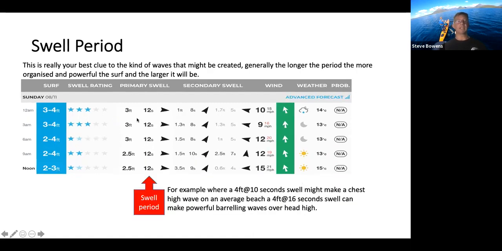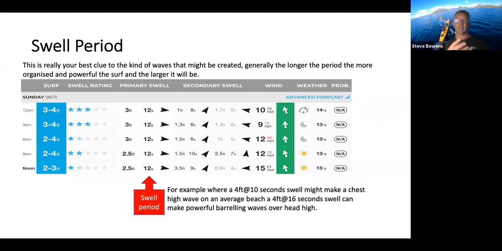The next thing to look at, which is important, is the swell size. If any of you were following the discussion on the closed Facebook group, you'll see there was a brief discussion where I was trying, not particularly successfully, to explain that swell is not the same as waves.